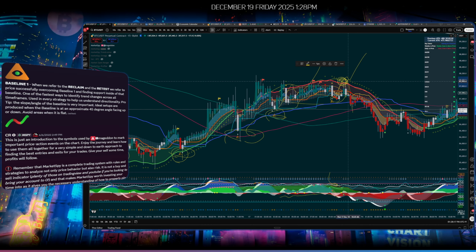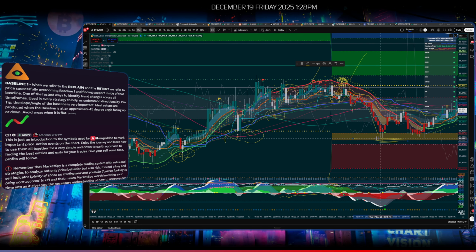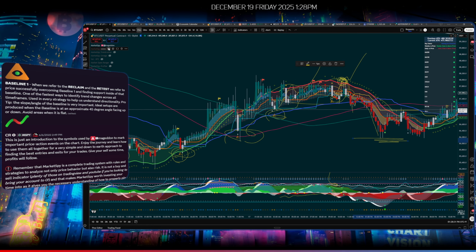Baseline retest. Bearish signal. Down we go towards support. It has to go towards support. Right there, range rails. Your support is there. Clear.